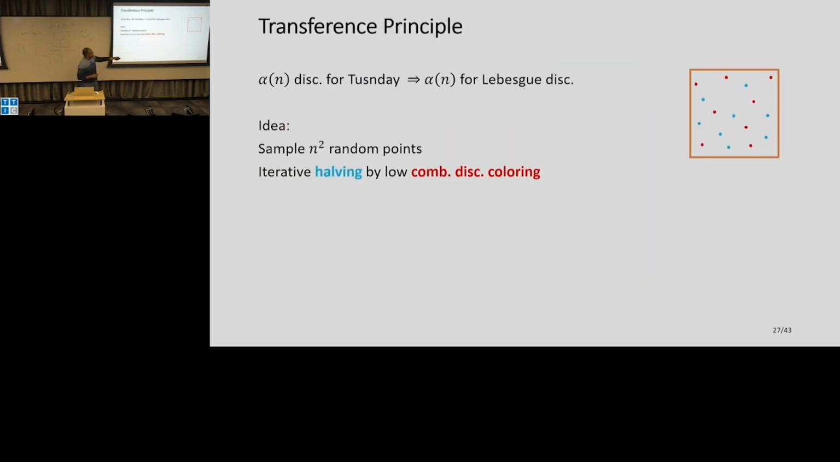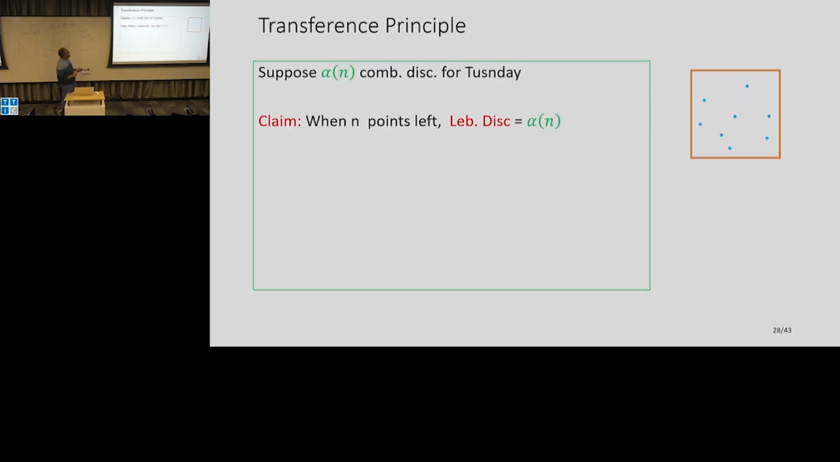So then I'll have roughly n square over 2 points. I just keep doing this iteratively until I have n points. So I'm using combinatorial discrepancy to sparsify my n square points again and again until I get n points. That's the whole algorithm. I claim that once I start from n square and have just n points left, the Lebesgue discrepancy of what's left over in this sparsified system is only alpha n, or polylogarithmic.